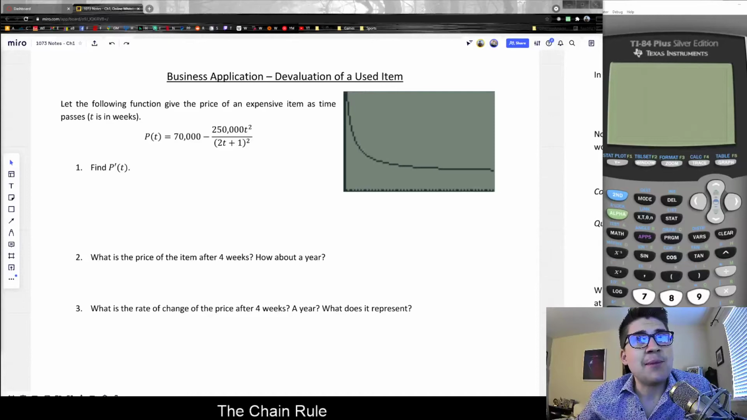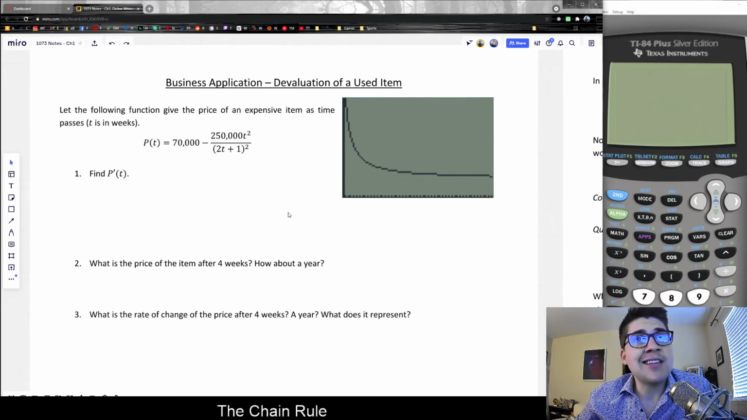Let's look at an example of an application of derivatives to the devaluation of an item over time. You know the saying that if you buy a car, it loses half its value the second you drive it off the lot. Basically, something which is used loses quite a bit of its value right away, but it also retains some of its intrinsic value for being used.